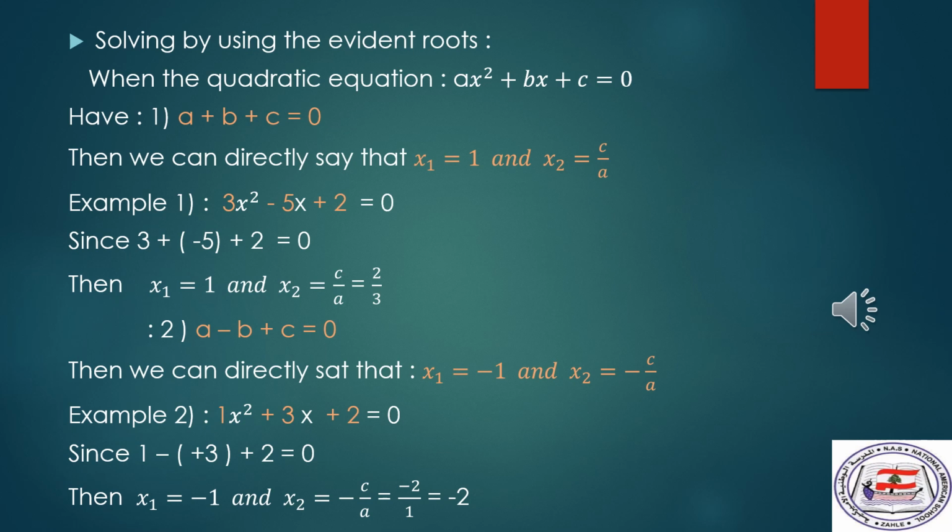If a minus b plus c is equal to 0, then the evident root is negative 1 and the second root is negative c over a. Example, when the equation x squared plus 3x plus 2 is equal to 0 needs to be solved. So we can notice that if we change the sign of the second term of the real coefficient, we can get a 0 value. So 1 minus 3 plus 2 gives 0. So directly x1 is equal to negative 1 and x2 is equal to negative 2.